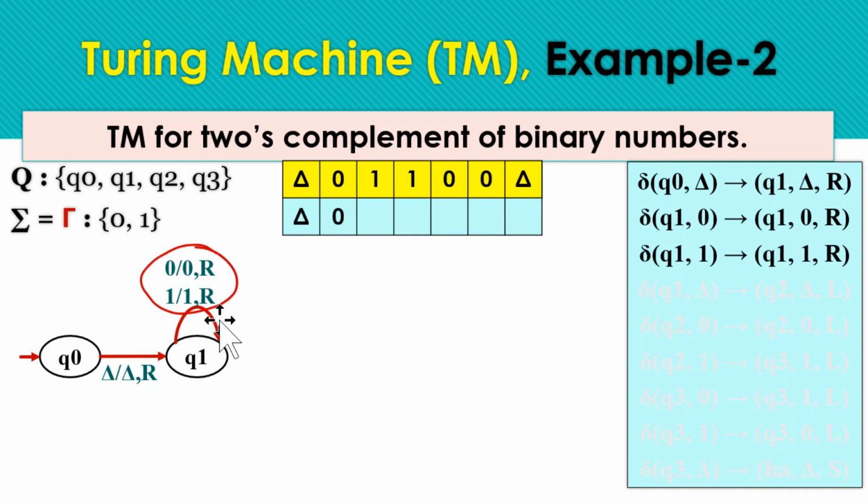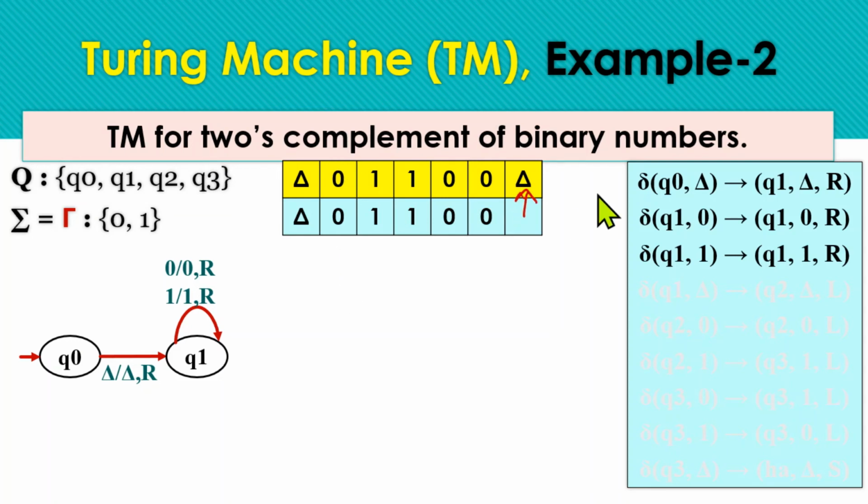From Q1 we move to the right for every symbol, replacing 0 with 0 and also 1 with 1. So here we moved one step for this 0 and replaced 0 with 0, and next we moved one step and replaced this 1 with 1. Now the same steps will be repeated for all other input, meaning this 1 will be copied here, 0 will be copied here, 0 will be copied here, and now the read head is pointing to this blank.